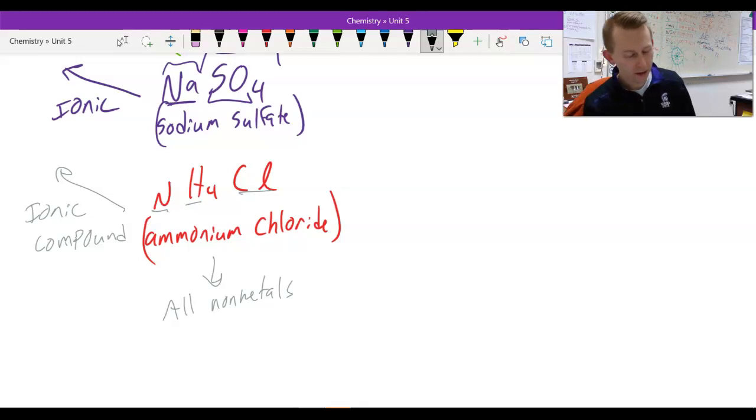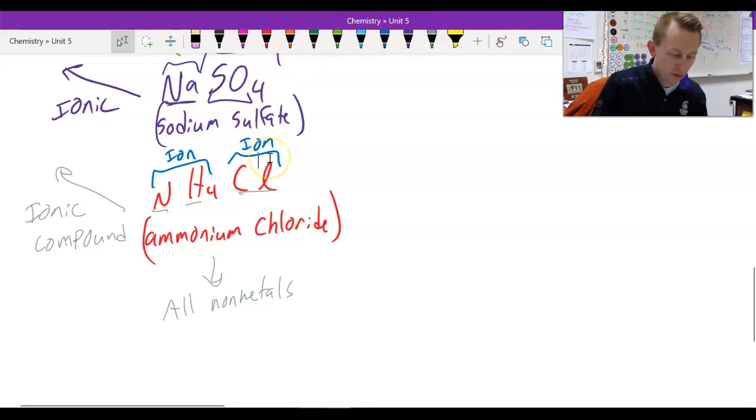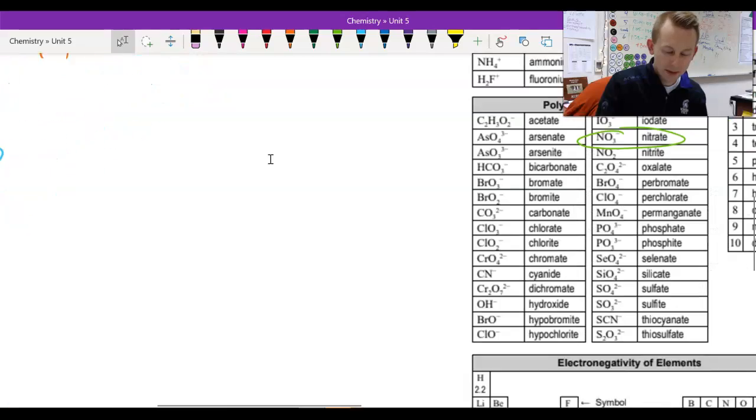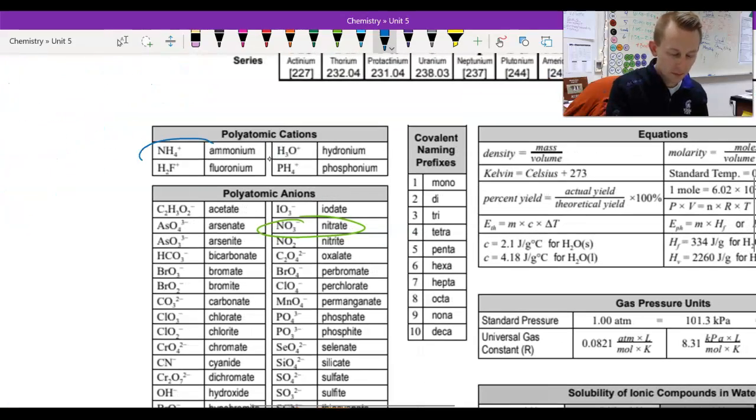Now, before you freak out and you go, come on, Basil, you told me that it's always metal and non-metal. Yes, that's true, but remember the actual definition of ionic is if it's made of ions. So NH4 is an ion, it's a polyatomic, and then this would be another ion. So the cation here and the anion over there. The reason why I know that is because that's one of those special ones that you just have to remember that they come up from time to time.